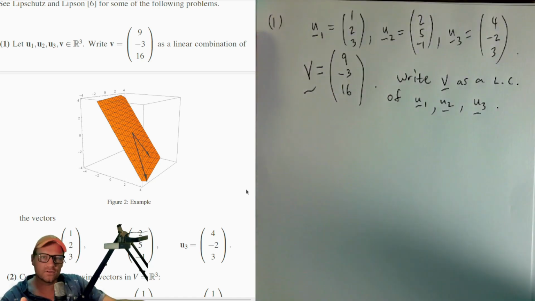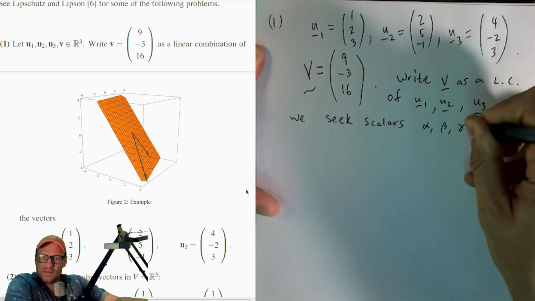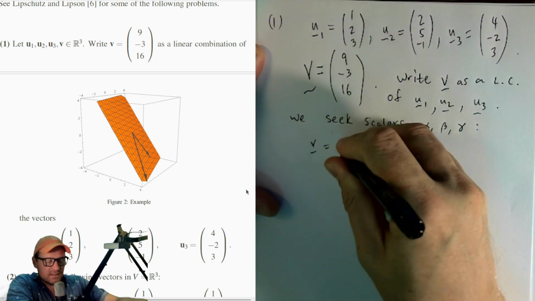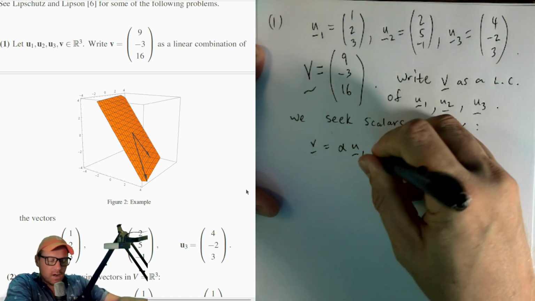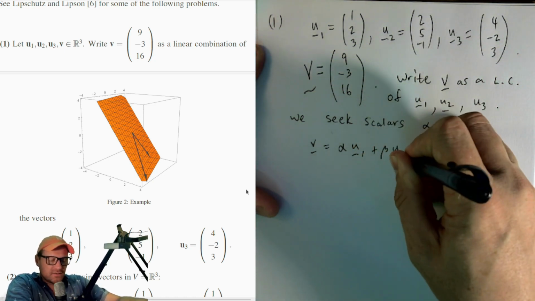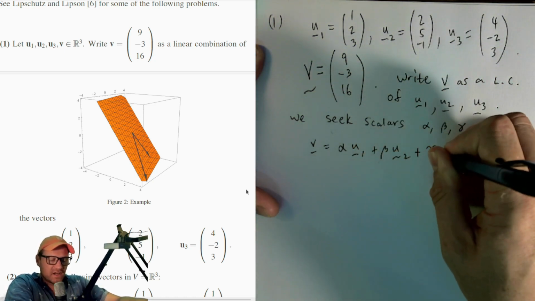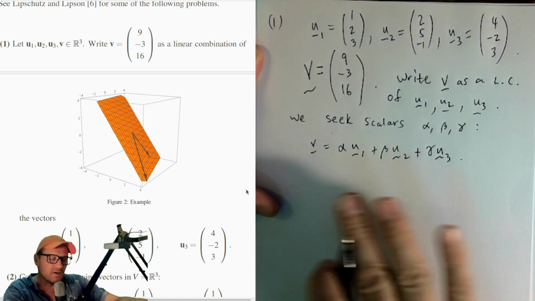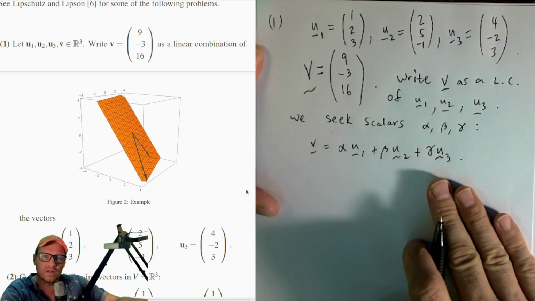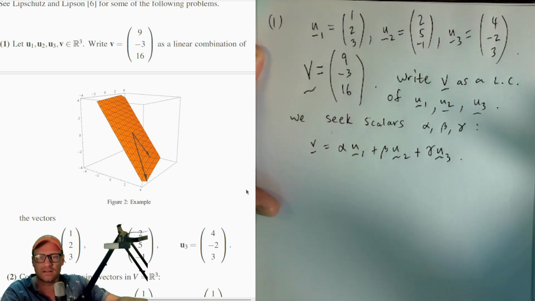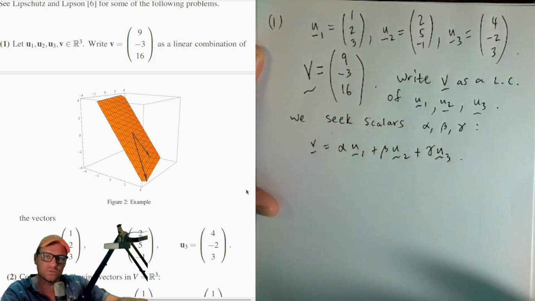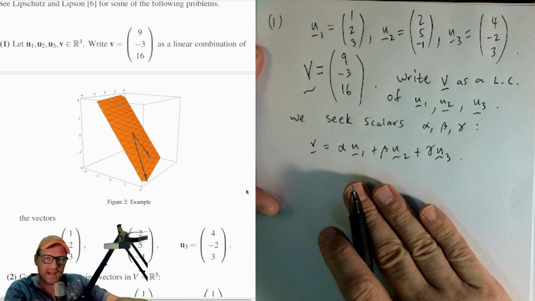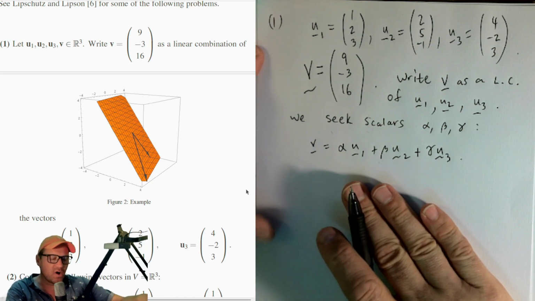Okay, so to do that, what we seek are three scalars, alpha, beta, gamma, such that the vector v is alpha times the vector u1 plus beta times the vector u2 plus gamma times the vector u3. Right, because this would be a linear combination of those three vectors u1, u2, u3, provided we can find the scalars alpha, beta, gamma such that this holds true. Okay, so let's translate this so that we can solve this problem.